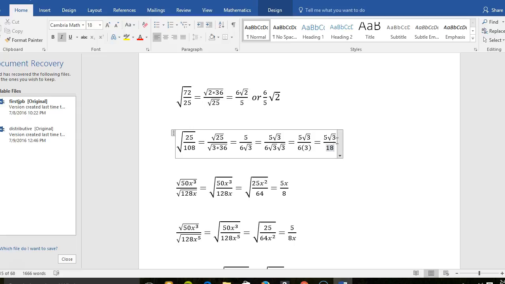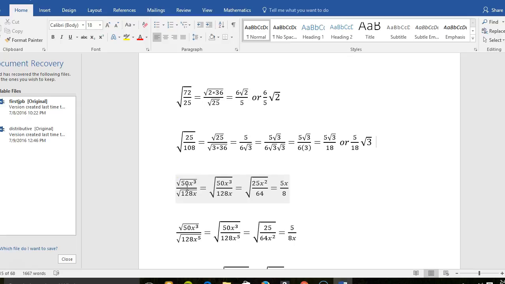Now another just as good-mannered answer, I'm going to put or 5/18 radical 3. Whichever way you'd rather type it. When it's like this, the radical 3 is multiplicatively understood to be up here with the 5. But anyway, just whichever form. Let's go to this next problem.